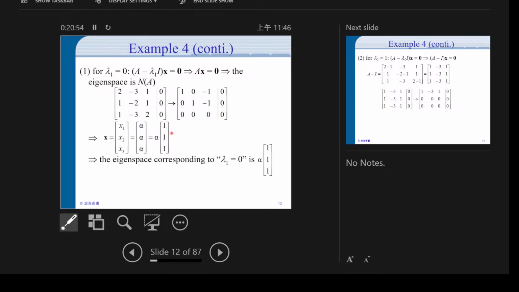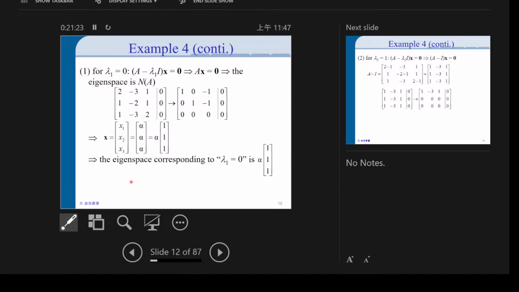Then we can have alpha, x3, as a free variable, and we see that x1 and x2 are both equal to x3. So x1, x2, x3 is just alpha times 1, 1, 1. And that's the eigenvector corresponding to lambda 1 equal to 0.